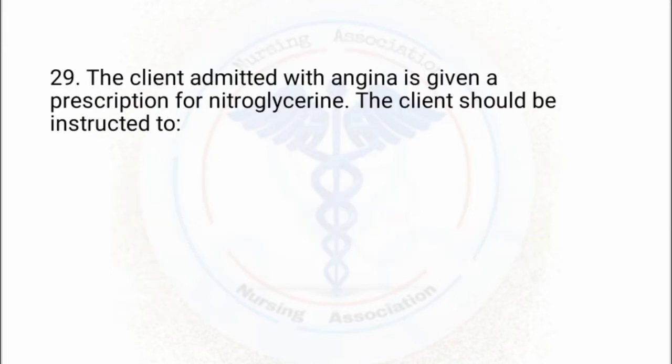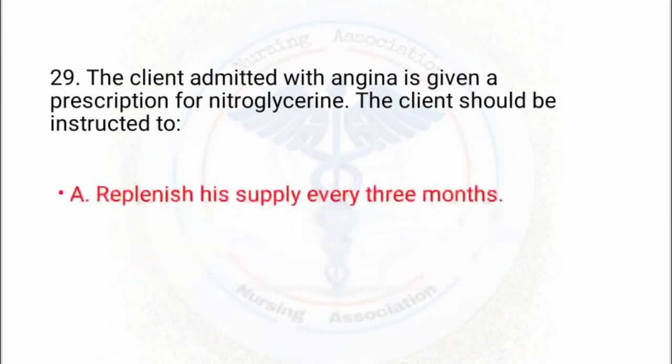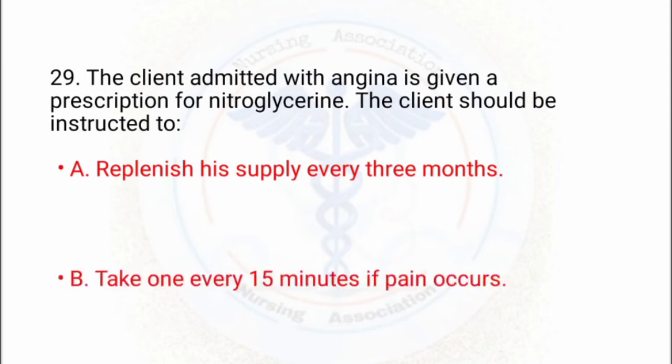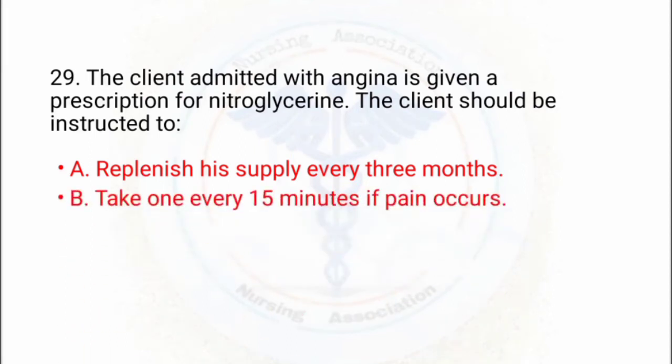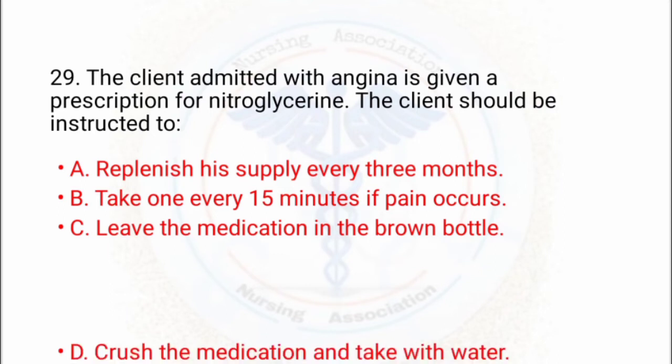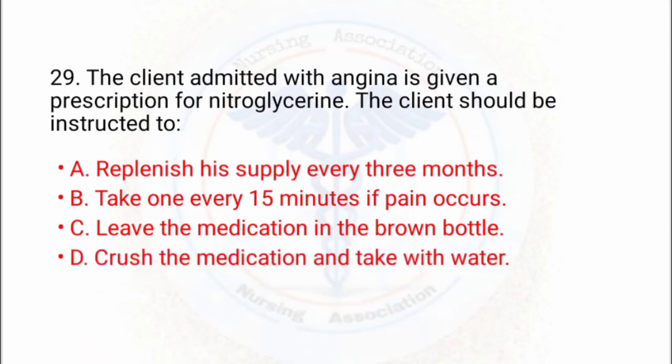Further moving to the 29th question, the client admitted with angina is given a prescription for nitroglycerin. The client should be instructed to: option A, replenish his supply every 3 months. Option B, take one every 50 minutes if pain occurs. Option C, leave the medication in the brown bottle. Option D, crush the medication and take with water. Let's see the correct option. The correct option is leave the medication in the brown bottle.